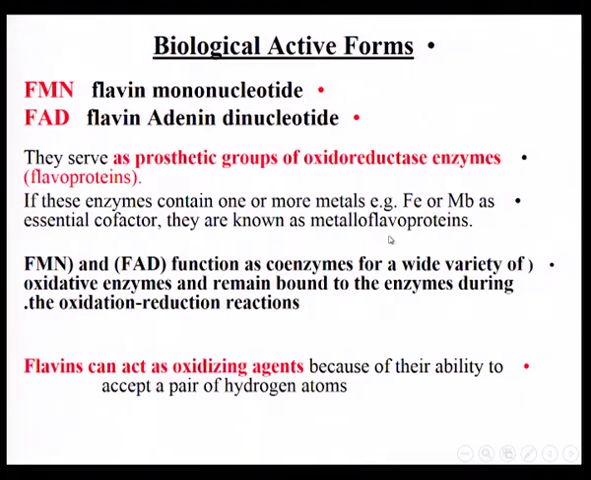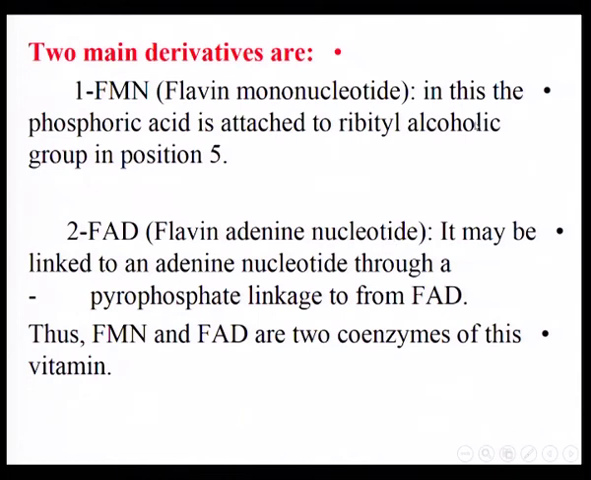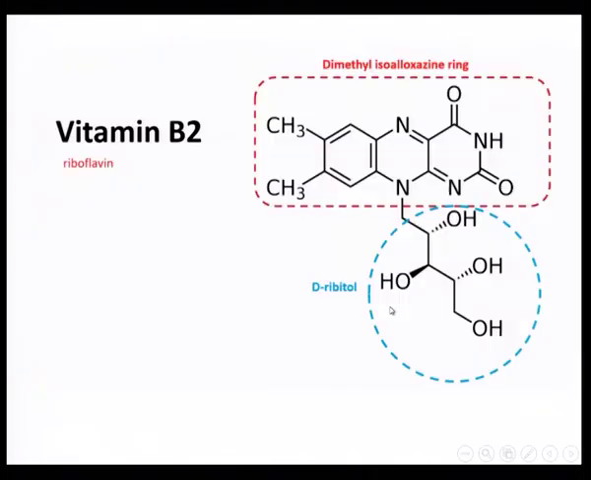Now you look at this derivative. So you have flavin mononucleotide. How do you really look at these two derivatives? What exactly are FMN and FAD? These are phosphorylated derivatives of riboflavin. You find that on the ribitol alcoholic group in position 5, we saw this is the alcoholic group.